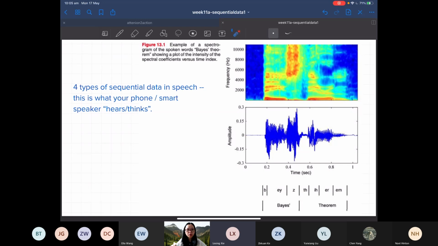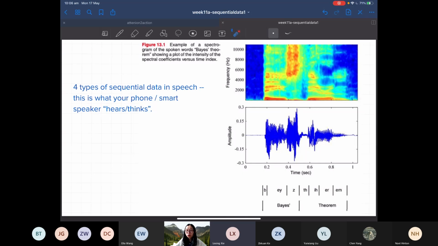The third kind of sequence information are what's called phonemes. Basically, they are individual sounds. For English, you can essentially read it out. In Bayes' theorem, the B sound is a phoneme itself, and then the vowel following is another sound itself. And the last kind of sequence information are sequences of words.